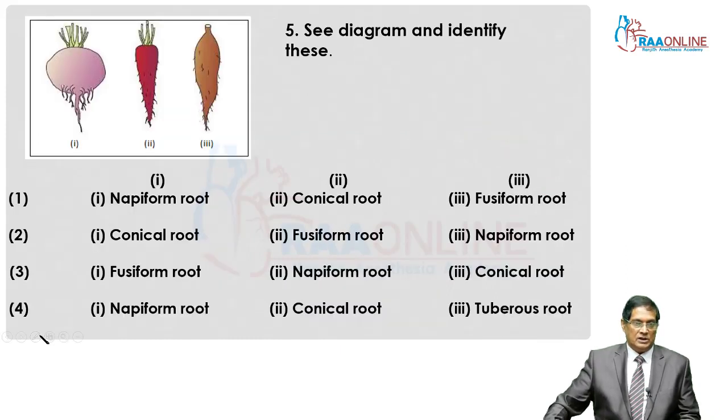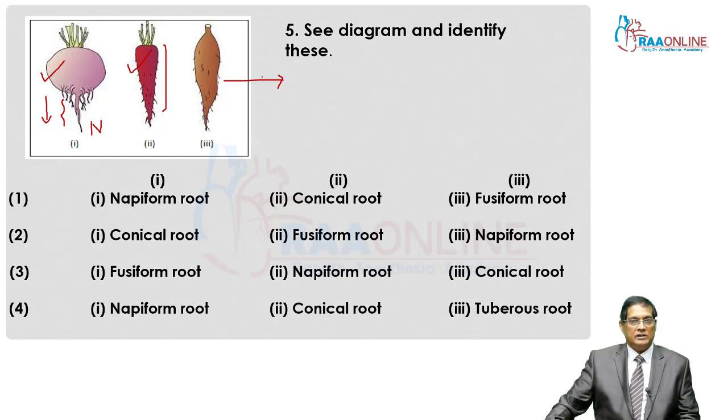See the picture, and the question is asked from them. First one, modified taproot. Second, modified taproot. But the third one is a modified adventitious root. First one is almost spherical and abruptly thin towards the apex. It is napiform root. Second, see the shape, it is conical, or cone-like, hence conical.